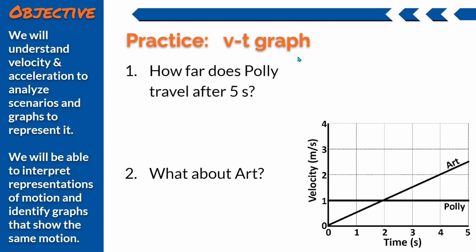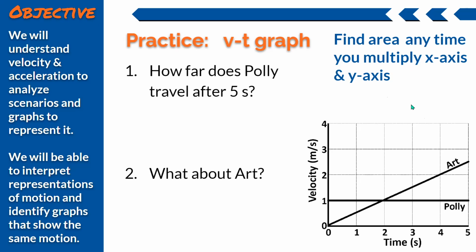All right, here's a VT graph with a couple practice questions. How far does Polly travel after 5 seconds? Again, as a reminder, on a velocity time graph, if you want to find displacement, you would have to find the area of the rectangle formed here, the area under the line for Polly. So Polly, if she travels 1 meter per second for 5 seconds, will go 5 meters. That one's pretty easy. But you're finding the area anytime you multiply those axes, and velocity times time is going to give you displacement. That's the equation for it.